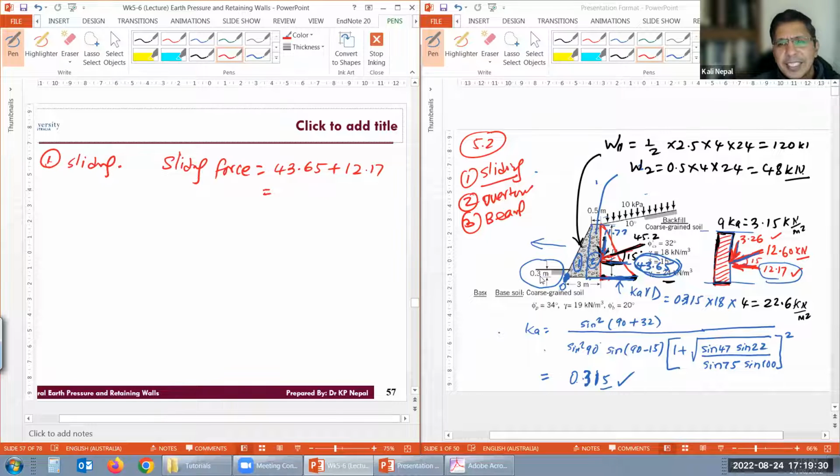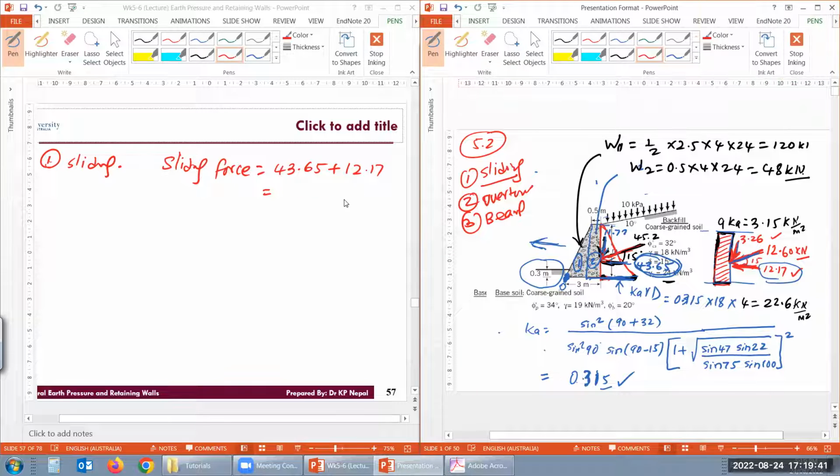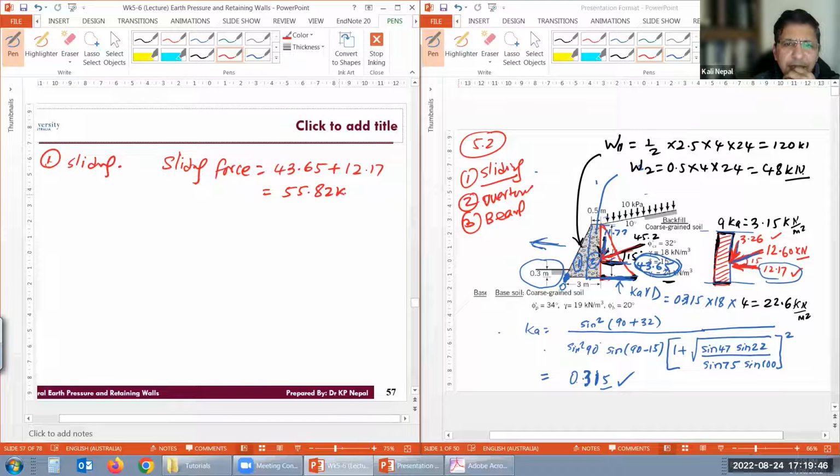That's the sliding force, it helps to push the wall out of the backfill. How much is that? It's 55.82 kilonewton. That is the force pushing the wall out. What is preventing? The resisting force.